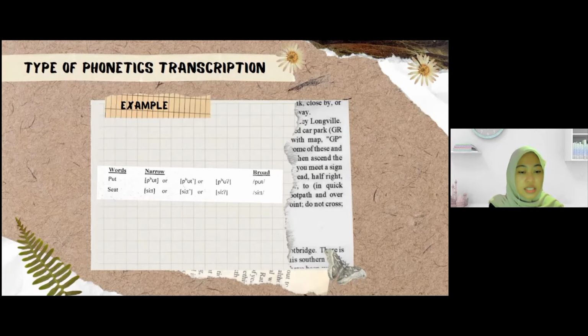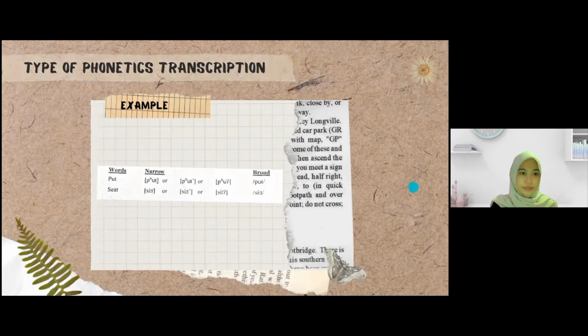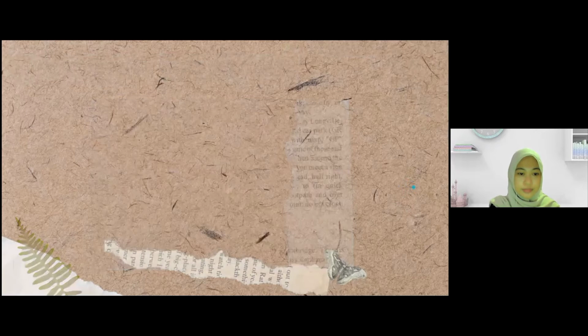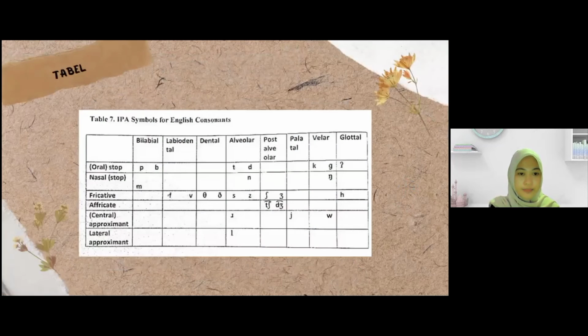Next, the second type is broad transcription. In broad transcription, the sounds are transcribed without including the details that might be language specific or speaker specific. One particular form of broad transcription is phonemic transcription, which disregards all phonetic differences and shows a representation of phonemic structure, as implied by the name.